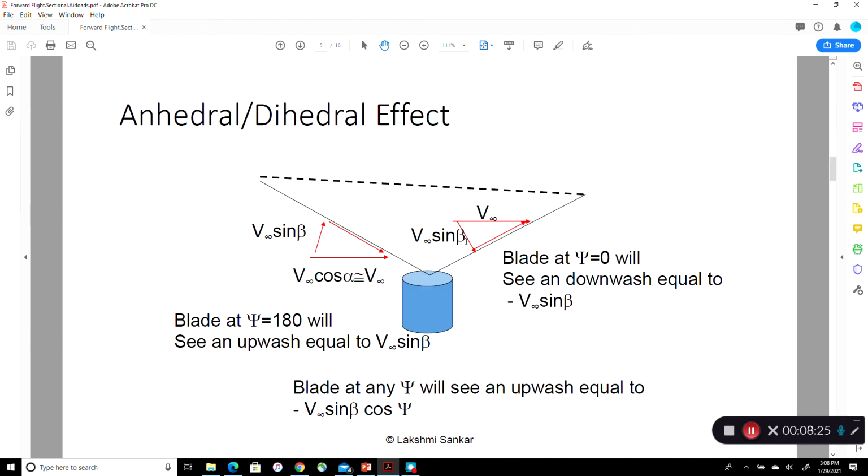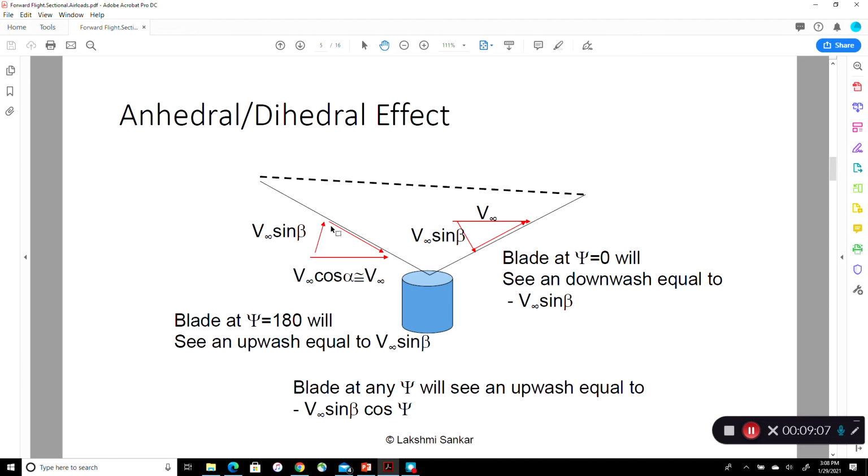Finally, the unhedral, or dihedral, effect. Again, this is a blade at psi equal to 180 in front of the pilot. This is behind the pilot at psi equal to 0 over the tail boom. So air hits the blade this way. This is the blade in front of the pilot at psi equal to 180. It sees that this air is made of two components. One is perpendicular to the blade this way, so it's v infinity sine beta. This acts like an upwash, upward directed, because there's an airfoil here. The airfoil sees the air coming up this way.